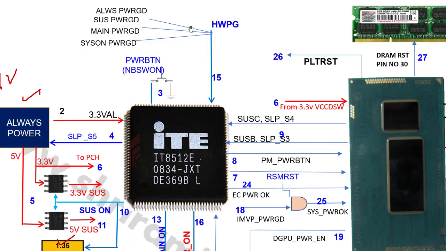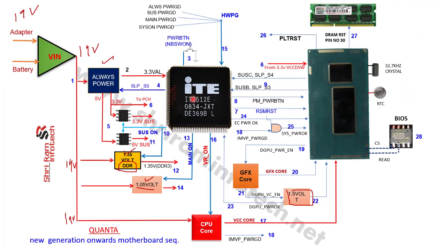Now here is something like an AND gate. Okay, so what happens here is, once all these power supplies are turned on one after another, they generate their power good signals, and all the power good signals come here. So the always-on power good signal comes here, that is 3 volt. Sustained power good signal generated, that is 3 volt. Main power generated, that is 3 volt. System on, that is 3 volt.